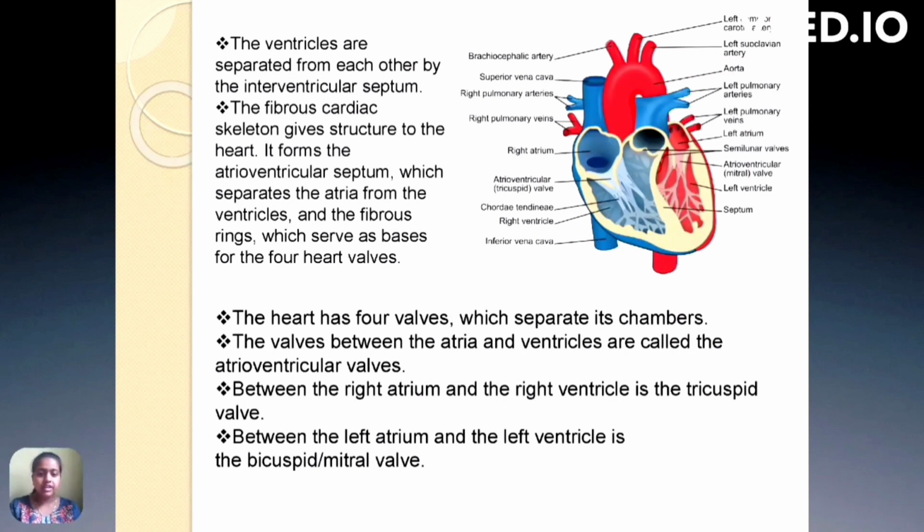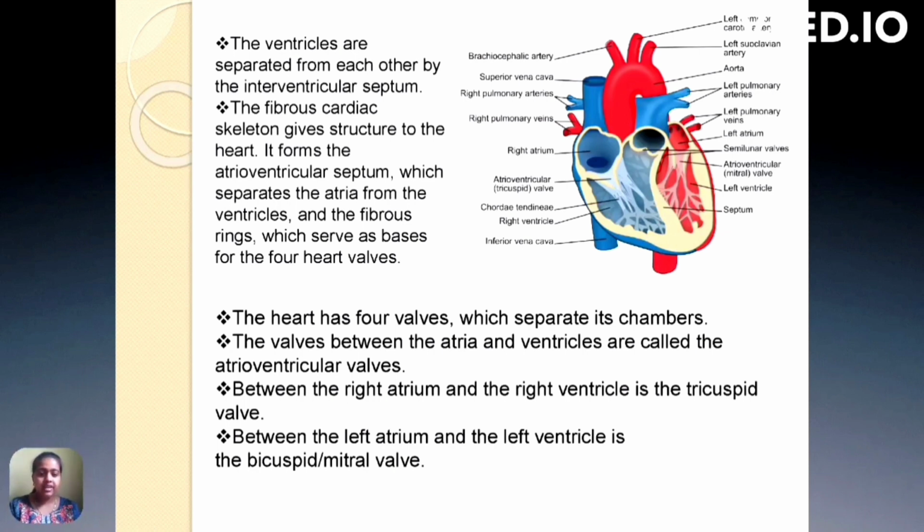It forms the atrioventricular septum, which separates the atria from the ventricles, and the fibrous rings, which serve as the basis for the four heart valves. The heart has four valves, which separate its chambers. One valve lies between each atrium and ventricle, and one valve rests at the exit of each ventricle.